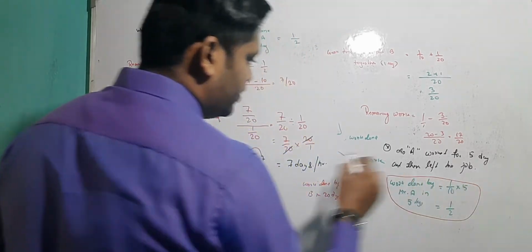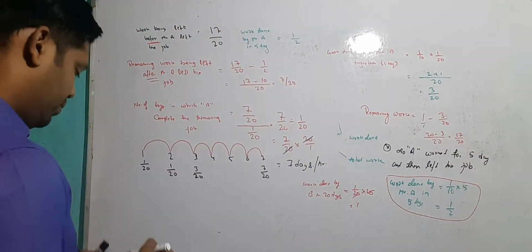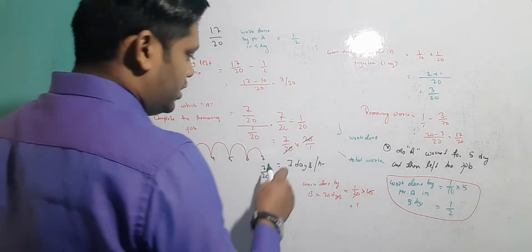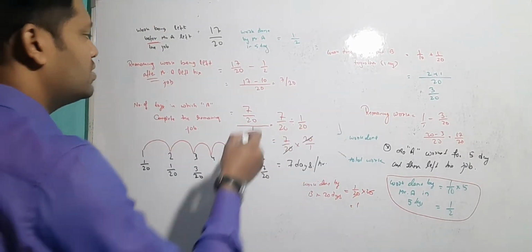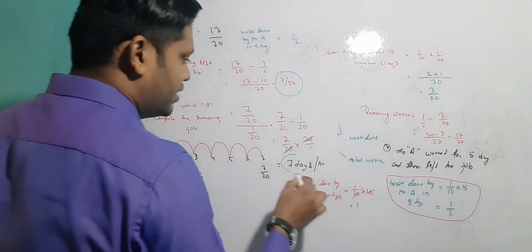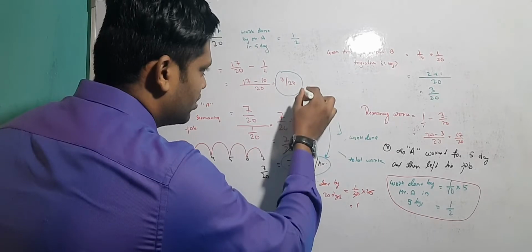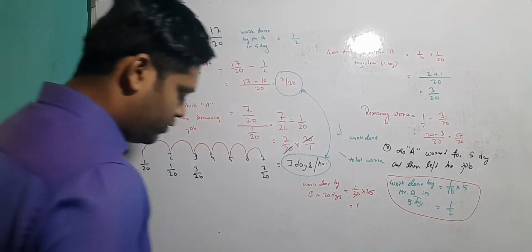this is the work which he did for 5 days. It's 1 by 2 of the complete work. And Mr. B, how much has he done? Sir, how much did he do? He took 7 days, okay, to complete the remaining job. Remaining job means ultimately this is the job which he did in 7 days. Okay, this is about Mr. B and this is about Mr. A.